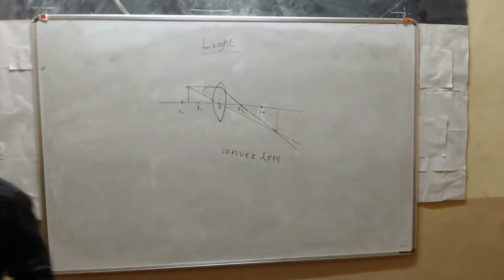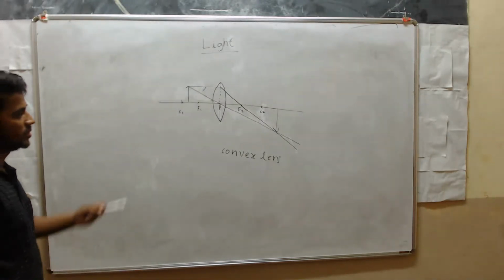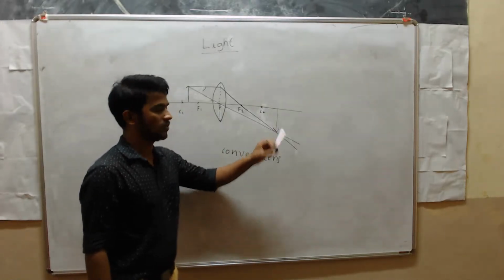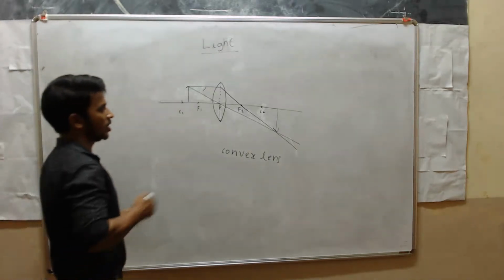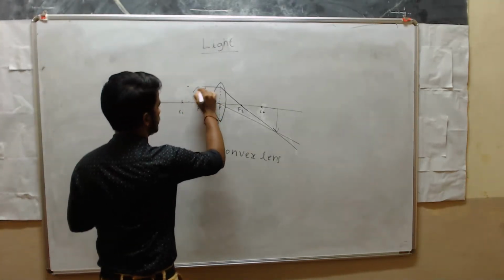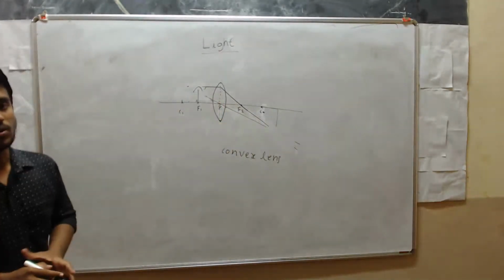Then what is the nature of the image? We can say that it is real and inverted. If you place a screen here, you will get the image. Next we kept the object at F1. So the rays are parallel to each other.